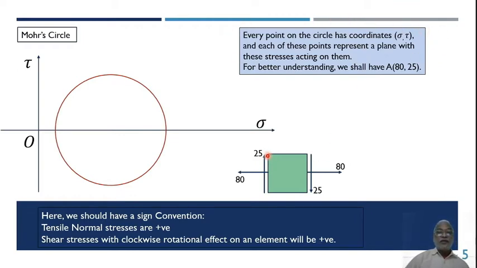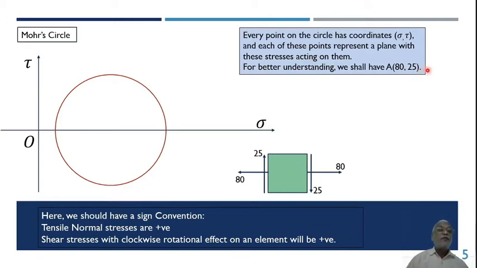Like here you have a plane with stresses, and this plane is represented by a point on the Mohr circle. That's what is said. Every point on the circle has coordinates, and each of these points represents a plane with these stresses acting on it. That's very interesting. For better understanding, we shall have a point A with 80-25.